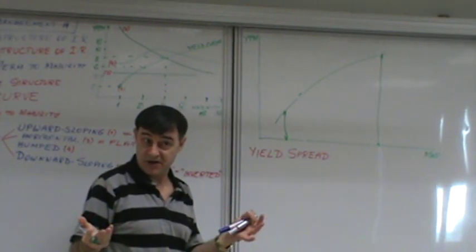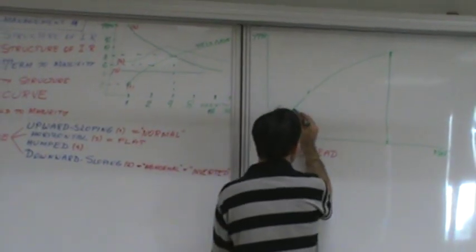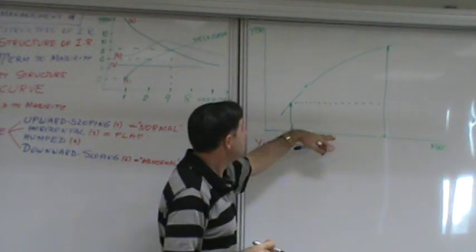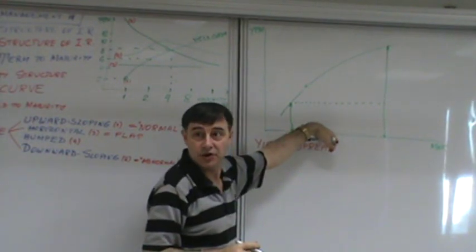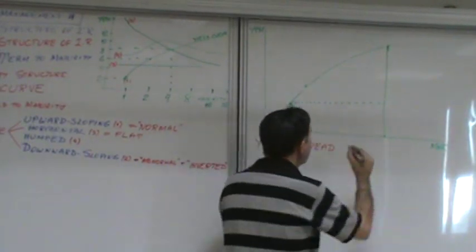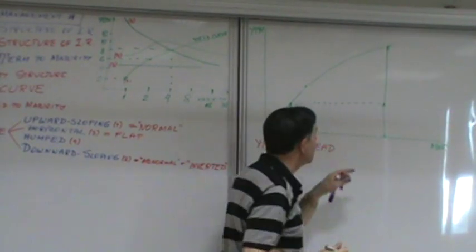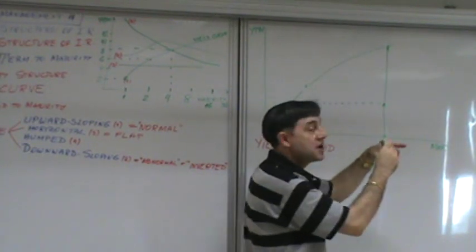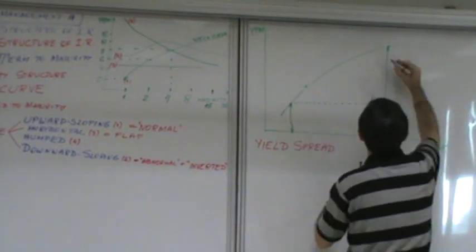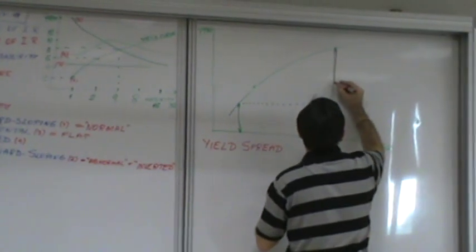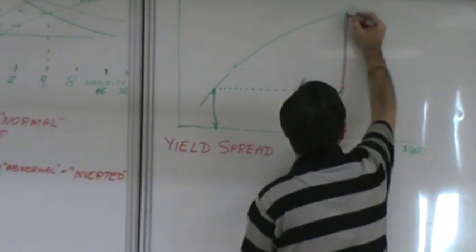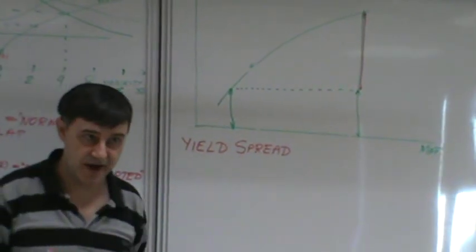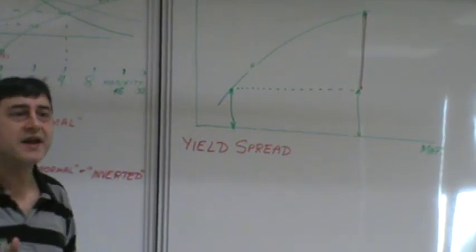Here is the long term yield. Now we draw a horizontal line, which must be parallel to the horizontal line. And we draw in here, this is the short term, this is the long term, and the difference, and I'm gonna draw it in red, is the yield spread, okay?